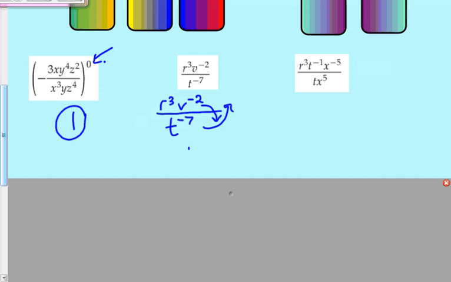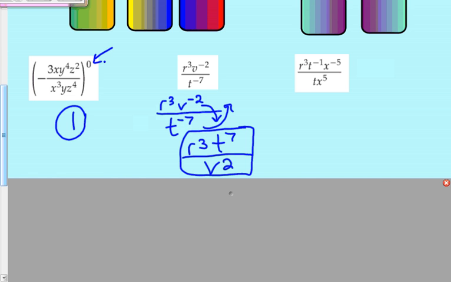So our result is r to the 3 stays where it is. t to the negative 7 comes up to be t to the positive 7. And v to the negative 2 drops down to become v to the 2nd power. And now we're finished. It's kind of like just rewriting it to where you have positive exponents. 1 goes down, 1 goes up.